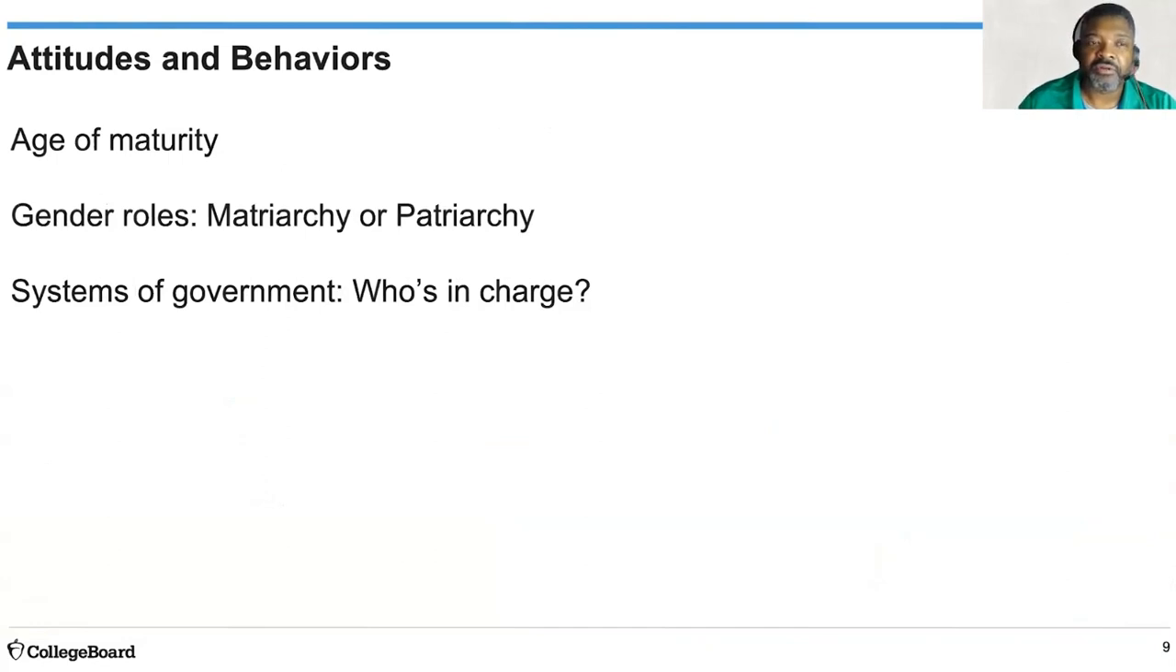Attitudes and behaviors. When does a person become of age? Is it 16, 17, 18, or is it younger? This is when children move into adulthood and take on adult roles in the culture. In terms of gender roles, what are the supposed roles that males and females take, if at all? What is expected of each gender in the greater society? Is it matriarchal, where females have most of the leading roles, or is it patriarchal, where males have the leading roles? Also, systems of government. Who's in charge? These are the determinants that influence the governments that dominate a particular culture.